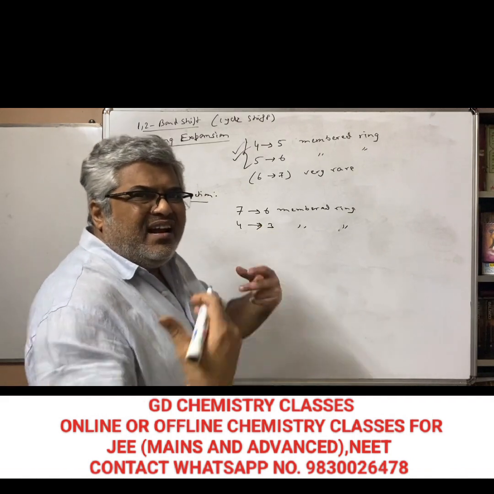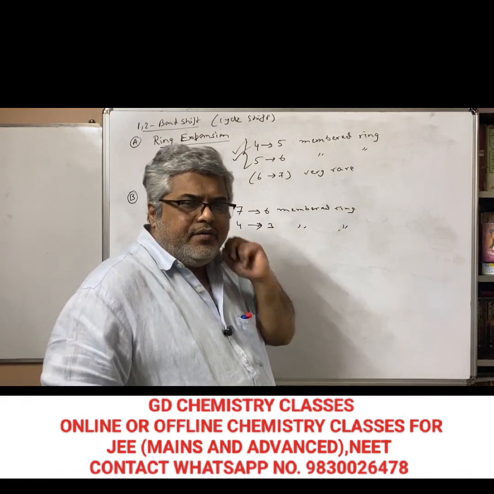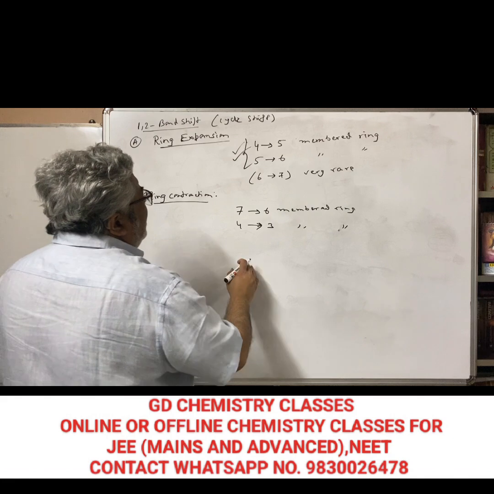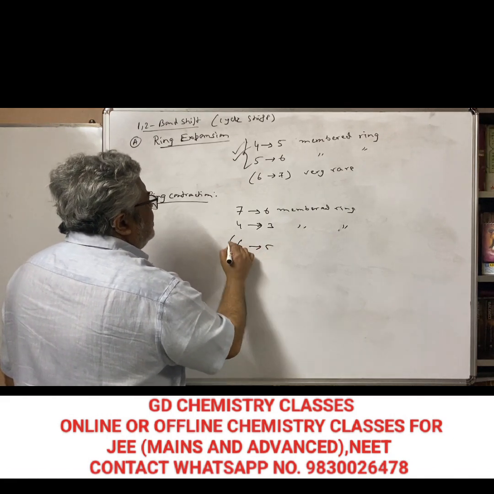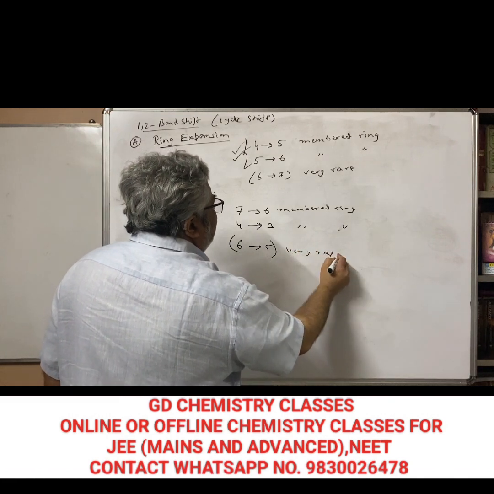The basics is already done in one of the earlier videos or earlier classes where we were discussing the stability of carbocation. Another thing may occur, but that is very rare. At your level, you can ignore it. 6 to 5 member ring. This is again very rare.